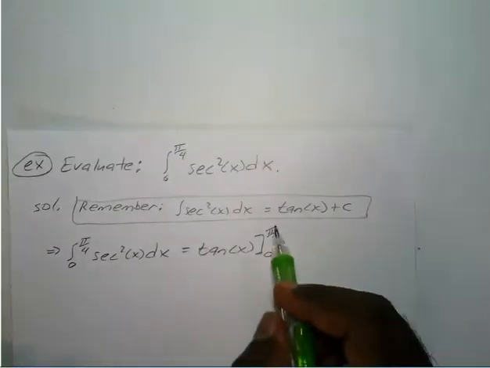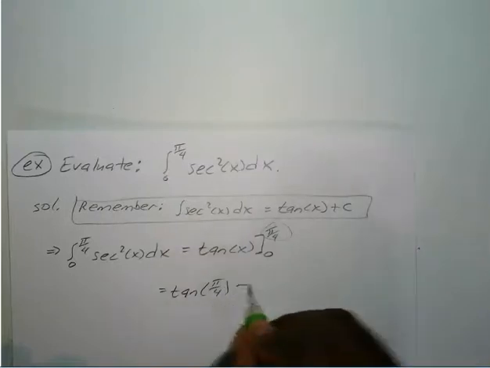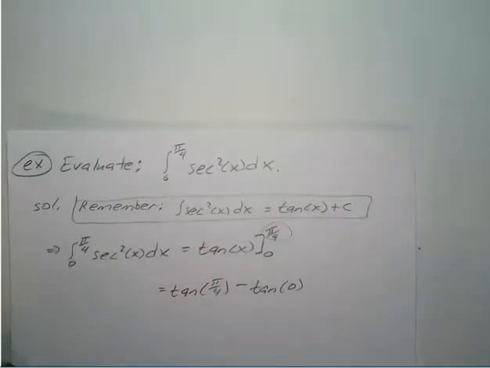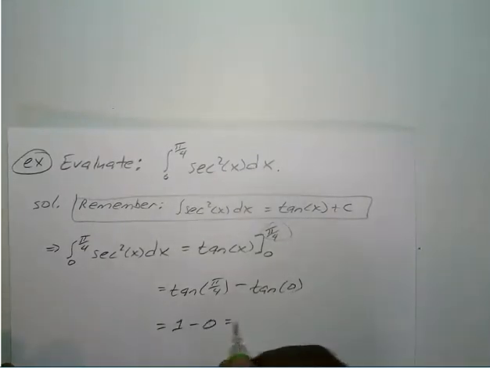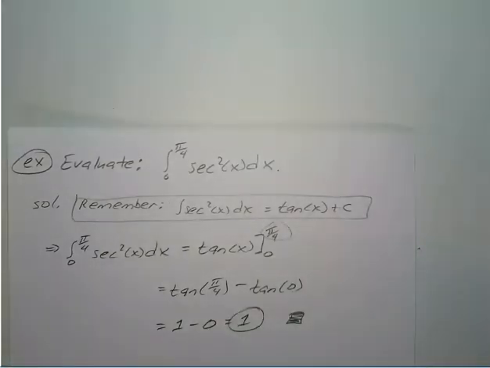All right, so we're going to plug in our b value, so that's going to equal tangent pi over 4 minus, now we plug in our a value, tangent of 0. Okay, so tangent of pi over 4 is equal to 1 minus tangent of 0, which is 0. So your answer is 1. Okay, so you can use the fundamental theorem with any function at all. All right, you can use it with trig functions, you can use it with basic functions, whichever one you need.